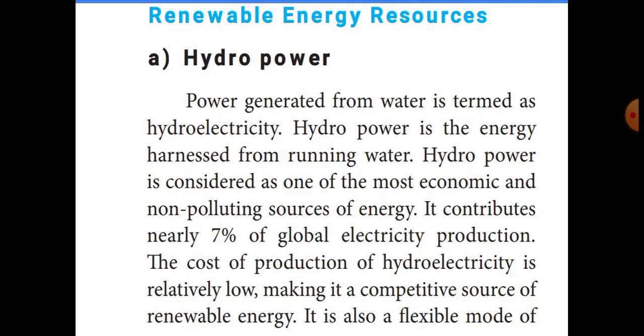From here, first we learned about hydropower. From where is hydroelectricity produced? Very good, from water. From running water, hydropower is generated. Mostly this hydropower electricity is used for the development of the economic condition, and it is also one of the non-polluting sources of energy. Hydropower electricity is non-polluting.